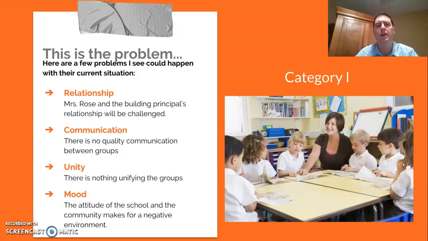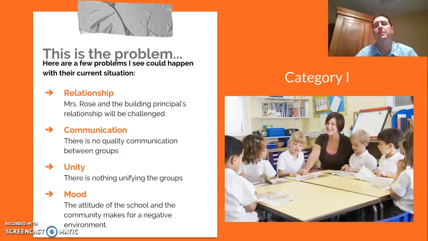These are the problems. The first problem is the relationship between Mrs. Rose and the building principal. It seems like as things progress, things are going to get more difficult and challenging, and that relationship needs to really be strong so they can tackle these challenges together.